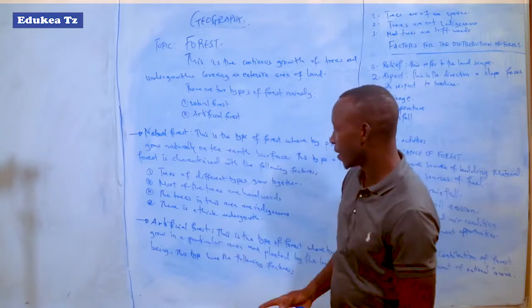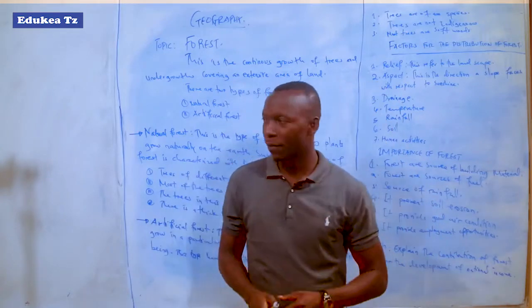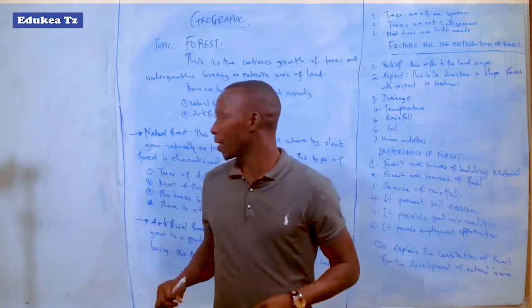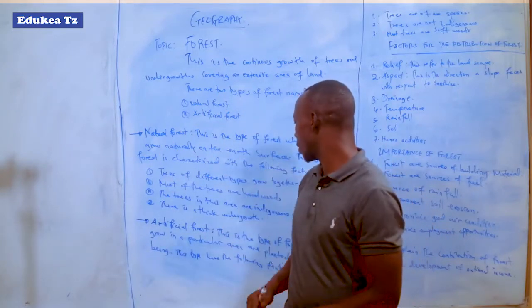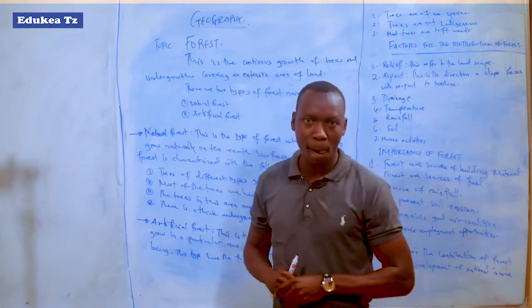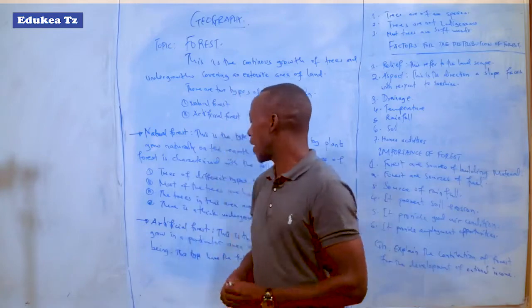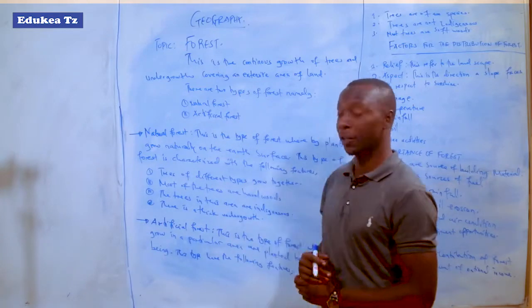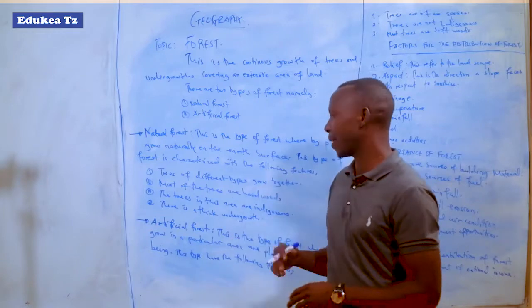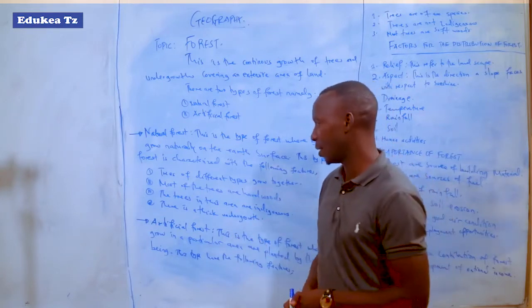Another feature is that most of the trees are hardwood. The trees which grow in this type of forest are natural, so they are hardwood. That is why it produces nice timber or building material, because it is not planted by human beings, but grows naturally on the earth's surface.